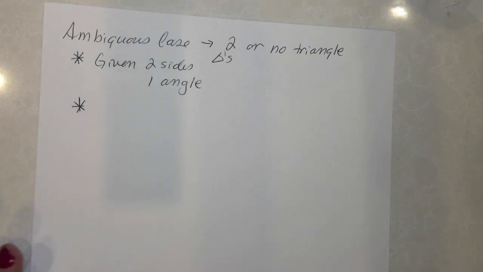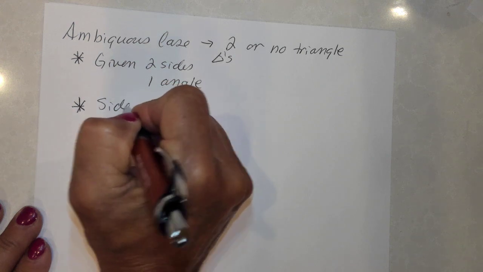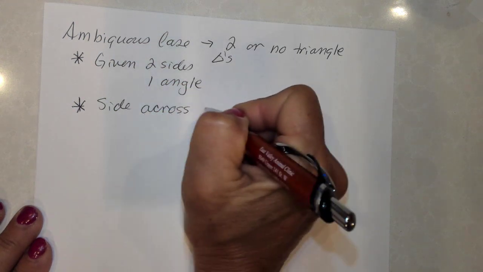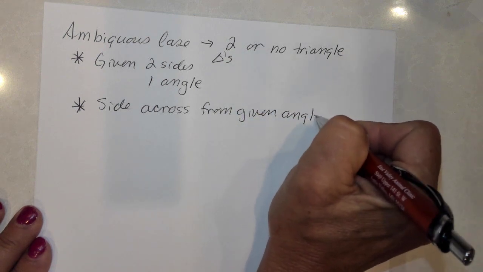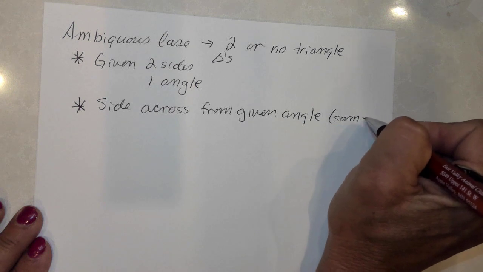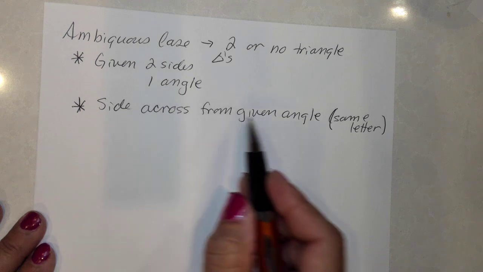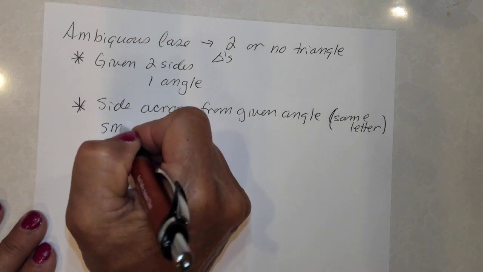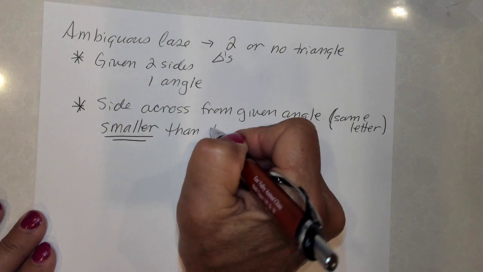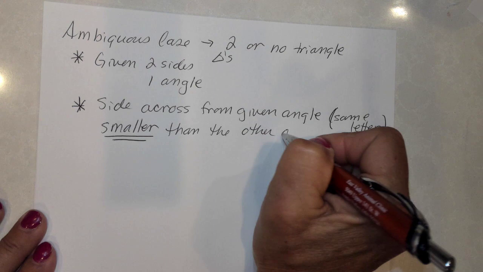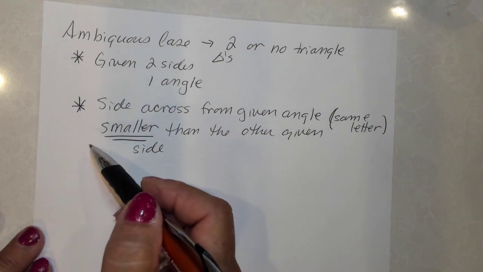The second thing on your checklist, and bear with me here, is the side across from the given angle. The way you're going to know that it's the side across from the given angle is that they're going to be the same letter, big A, little a, and so on. So if the side across from the given angle is smaller, meaning it's the shorter side than the other given side, those two things have to be happening.